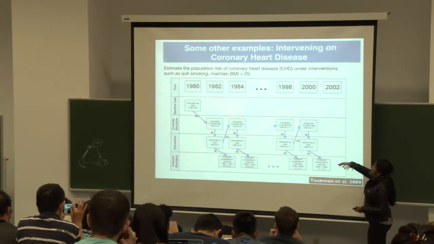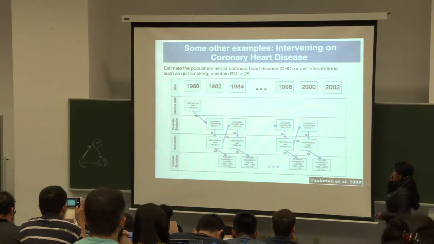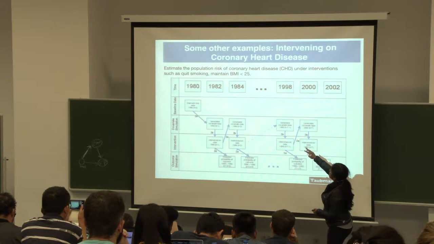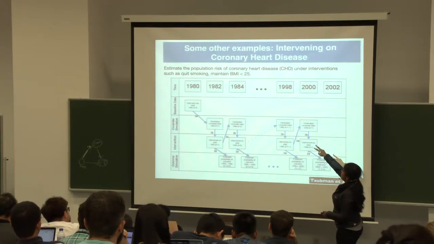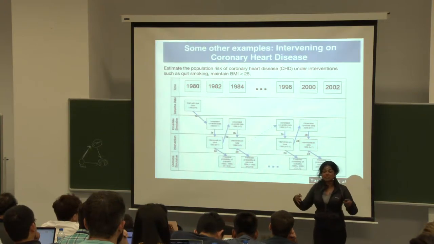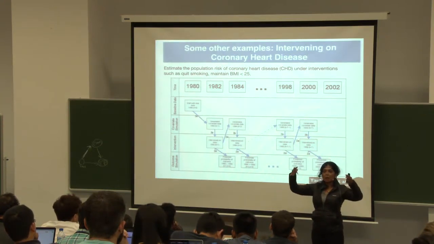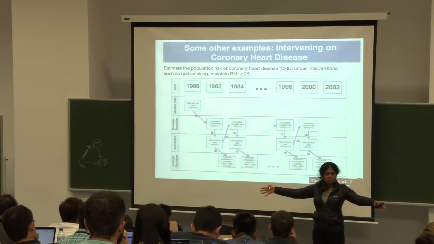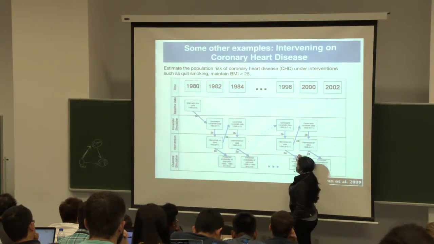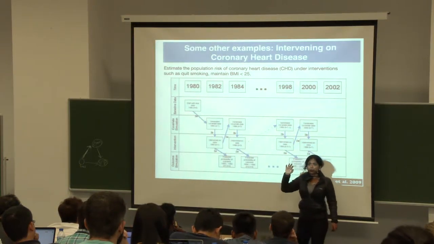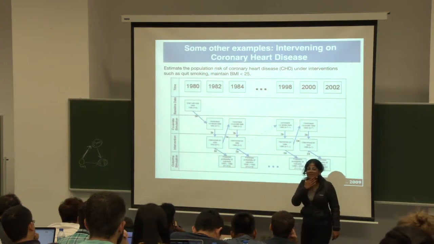This is a beautiful paper by some colleagues at Harvard in epidemiology, where they're asking how the population risk of coronary heart disease is going to change under a whole different bundle of interventions. It's like a policy question. They're asking, at a public health population level, if I gave these different bundles of interventions, what would coronary heart disease look like in my population? They build a potential outcome model and simulate outcomes under different bundles of interventions.